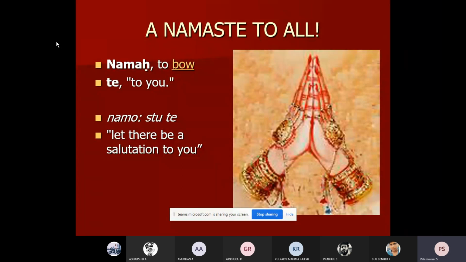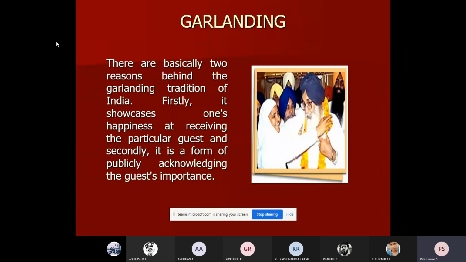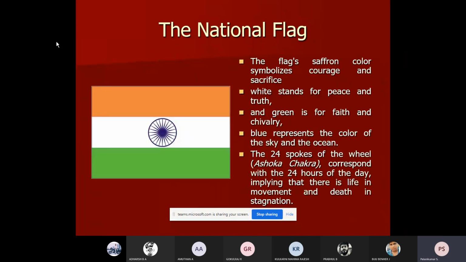It is done as a mark of respect. Also in our Indian culture, there is garlanding. Garlanding a person has two specific reasons behind it. One is to showcase one's happiness at receiving the particular guest, and the other is publicly acknowledging the guest's importance. So garlanding is one of our cultural practices.